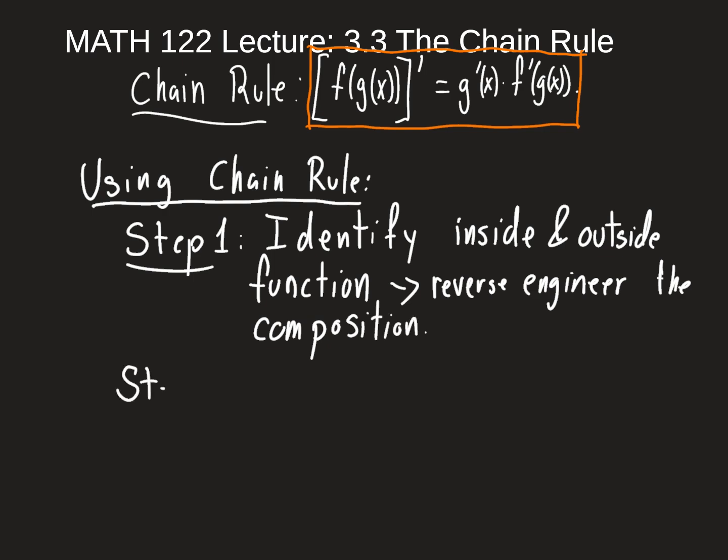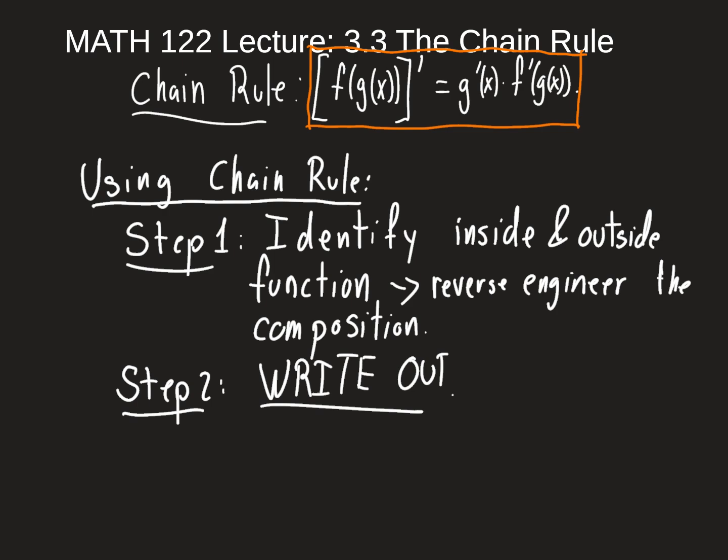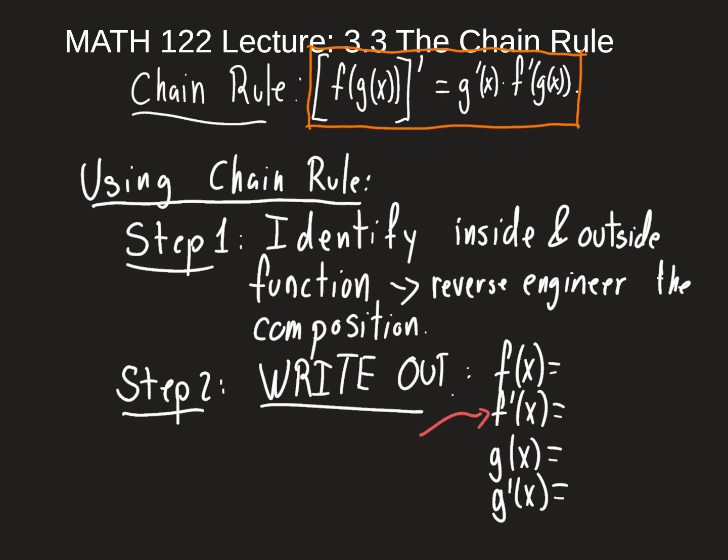Once you've done that, step 2 is to write out, and I don't just mean on your scratch paper, I mean on your actual work that you actually turn in, I want to see f of x equals. I want to see f prime of x equals. I want to see g of x equals. And I want to see g prime of x equals. And obviously, for these two, you'll have to calculate these derivatives.